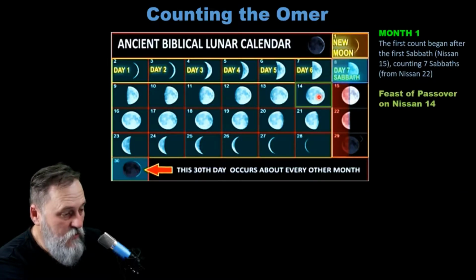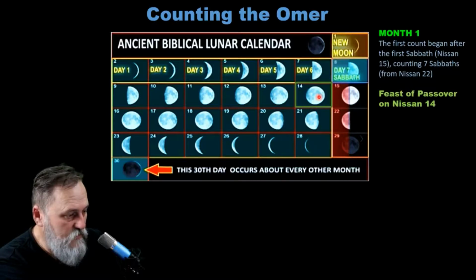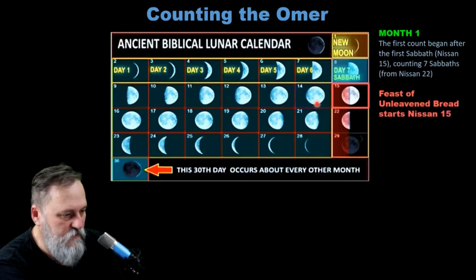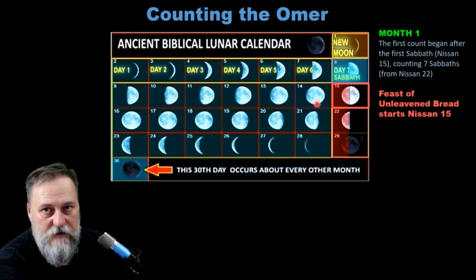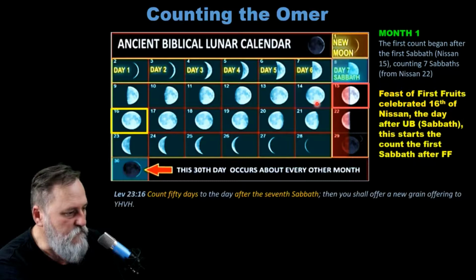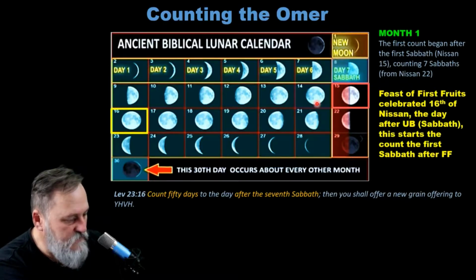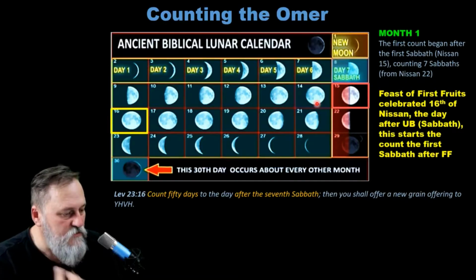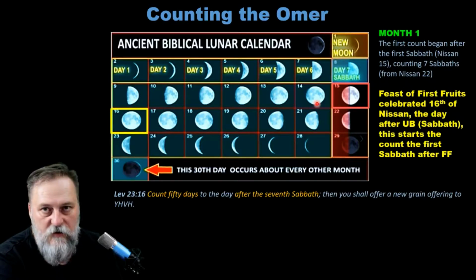So the Feast of Passover is on Nisan 14. Nisan 15 is Unleavened Bread, which is also a weekly Sabbath. And then First Fruits is Nisan 16. And verse 16 says, count 50 days to the day after the 7th Sabbath, then you shall offer a new grain offering to Yahweh. Now that grain offering is Shavuot.